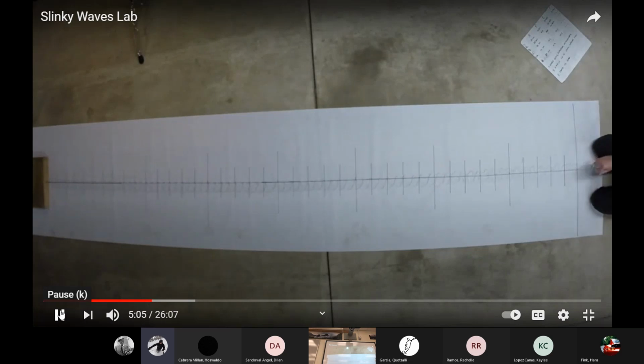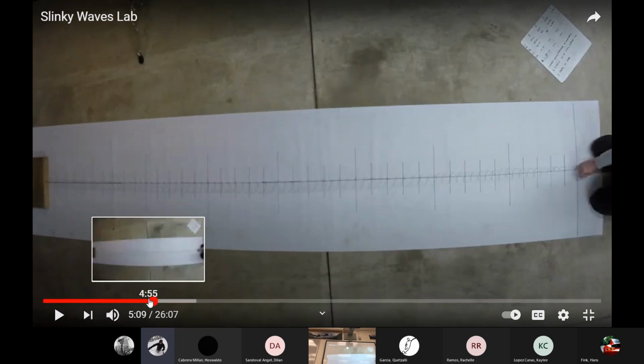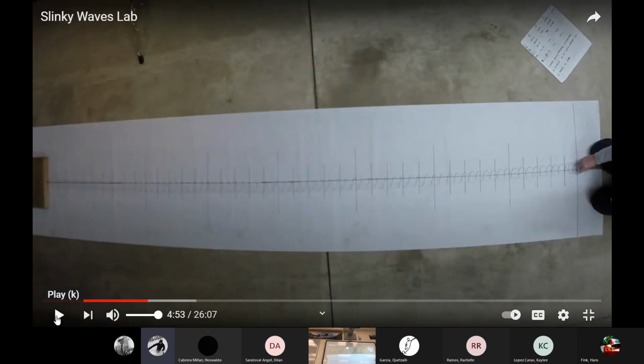When I said now is when I felt the wave hit my hand again. Was that a practice one, or do you want to do it again, or keep going? That was a practice. Don't forget to reset your stopwatch, okay? Make sure you reset your stopwatch.